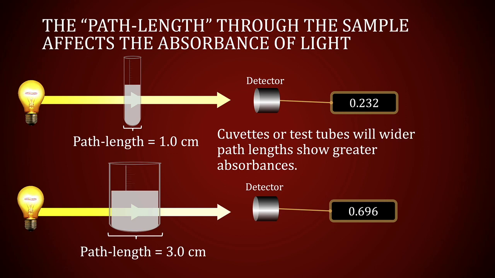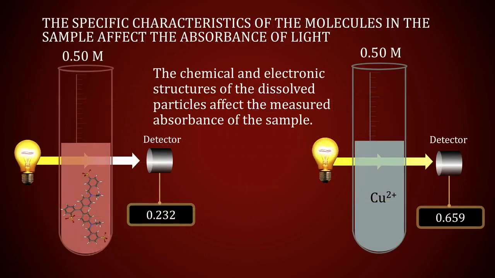The path length through the sample also affects the absorbance. Cuvettes or test tubes with larger path lengths allow for more interaction of the light with the sample molecules. Therefore, the sample molecules will absorb more light as it passes through the sample. And finally, the particular characteristics of the sample molecules themselves, namely their electronic or molecular structures, will determine the absorbance of the light in a particular range of the electromagnetic spectrum.